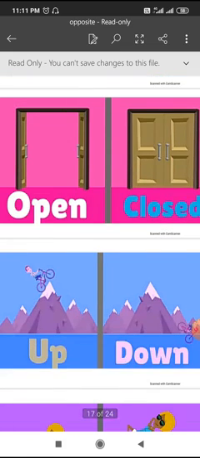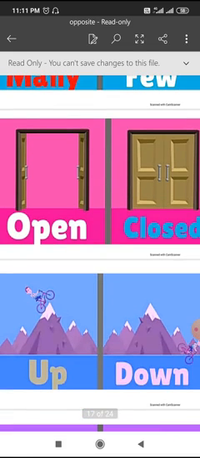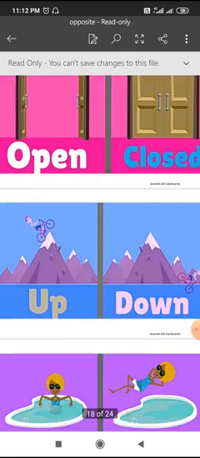Open, close. Like I will tell you one word here, open the door. That means open the door. And when I say close, that means shut the door. So these two are opposite. Open is the opposite of closed and closed is the opposite of open.